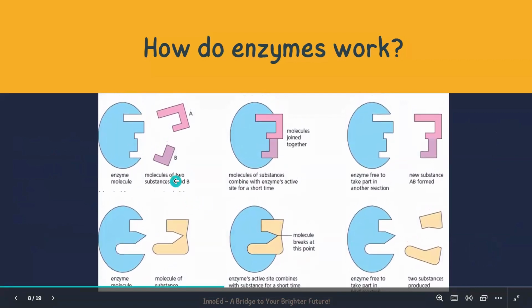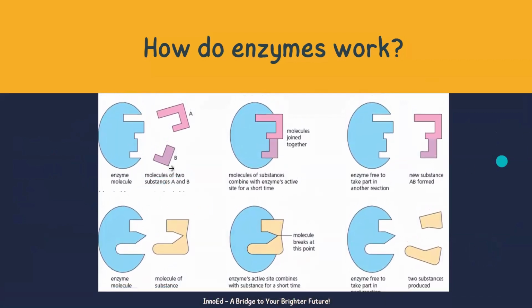So let's look at these two pictures. Here, the first row is about joining together two substrates. We call it building up or synthesis. It is also called anabolism. So here is the enzyme. This is the active site. That active site shape is perfectly complementary to the surface of these two substrates, A and B.